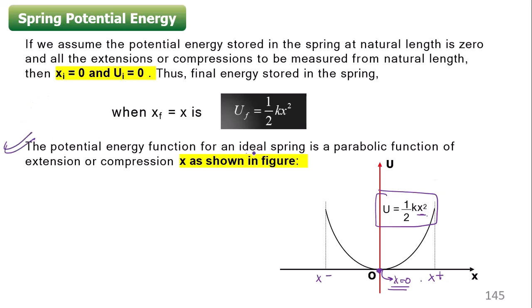This is called the ideal spring situation. Why ideal spring? Because I am neglecting the mass of the spring. It is massless, so it behaves as a perfect ideal spring. So it is a parabolic function. The variation is parabolic.